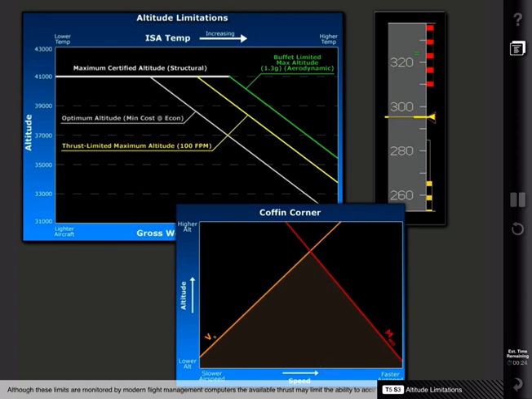Although these limits are monitored by modern flight management computers, the available thrust may limit the ability to accomplish anything other than relatively minor maneuvering. The danger in operating near these limits is the potential for the speed and angle of attack to change due to turbulence or environmental factors, leading to a slowdown or stall and subsequent high-altitude upset.